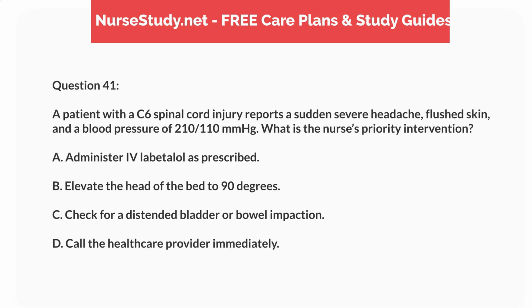Question 41. A patient with a C6 spinal cord injury reports a sudden severe headache, flushed skin, and a blood pressure of 210/110 millimeters of mercury. What is the nurse's priority intervention? A. Administer IV labetalol as prescribed. B. Elevate the head of the bed to 90 degrees. C. Check for a distended bladder or bowel impaction. D. Call the healthcare provider immediately.